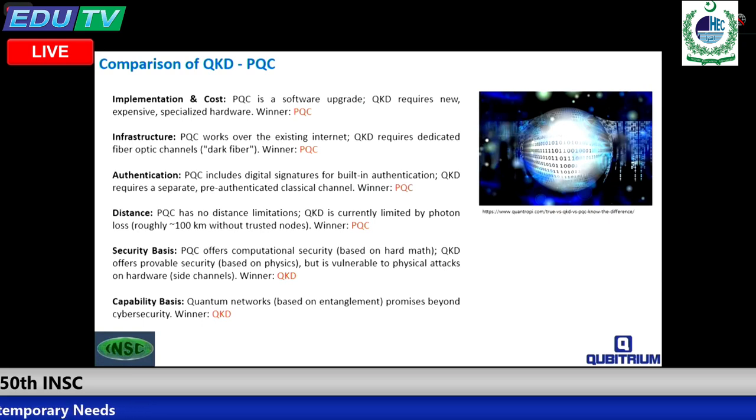And I think the capability basis is one of the most significant ones, because with entanglement-based networks, there are lots of other things you can possibly do. And tomorrow I will be giving a talk on one of the possible applications, the quantum position, navigation, and timing systems. Eventually it turns out to be a quantum GPS system, something you can never do with PQC. So there are these kinds of advantages coming in if you have a quantum network. But you have to use entanglement.